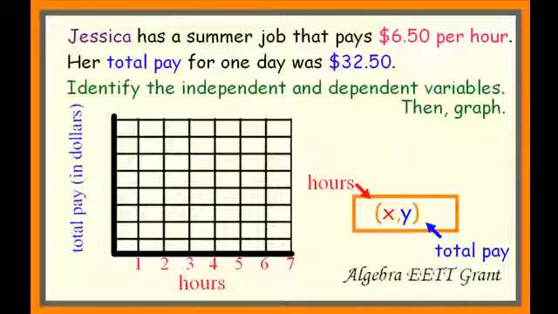So her total pay, that's going to be our Y values, and we got to go all the way up to that 32.50. So let's go by tens, graph something like this. So we'll adjust it if we need to here in a little bit, but hopefully this will work.